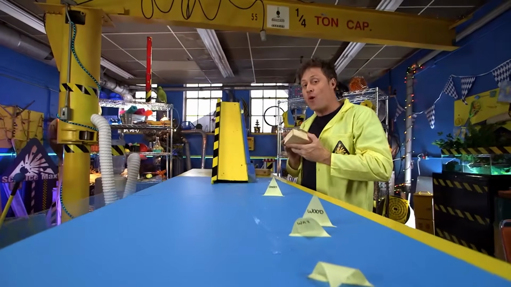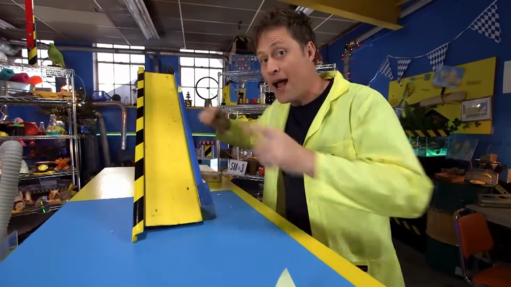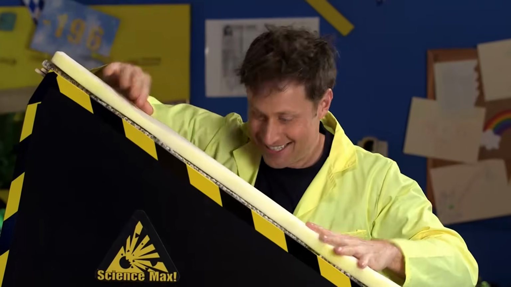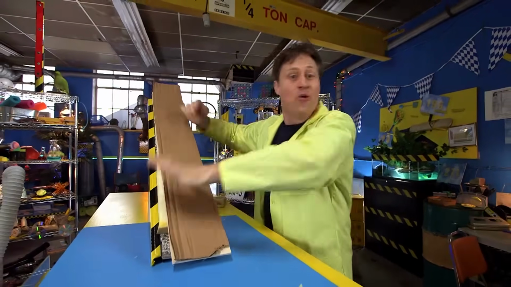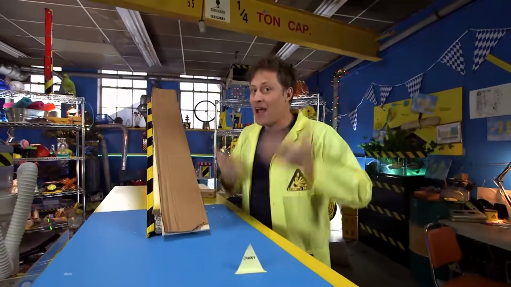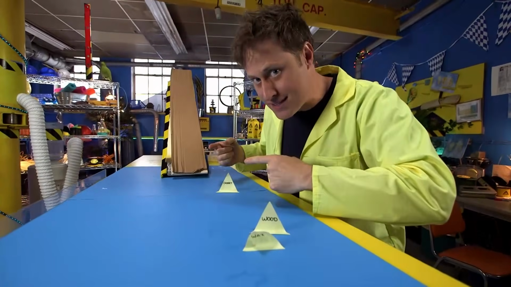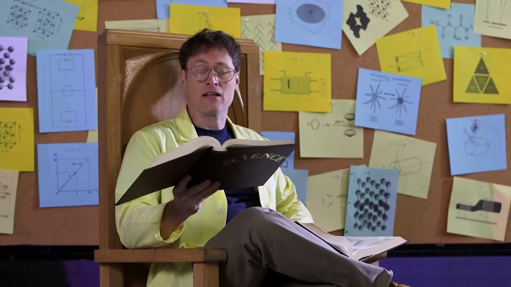And get this, once you've done all of that, you can change the surface of the ramp. You can go to waxed wood, carpet, foam, cardboard. Well, yeah, you get the idea. Record all the results, compare them, and there you go. Friction ramp experiment. And that's what we're gonna be maxing out today. So come on, let's go. Oh, hello there.